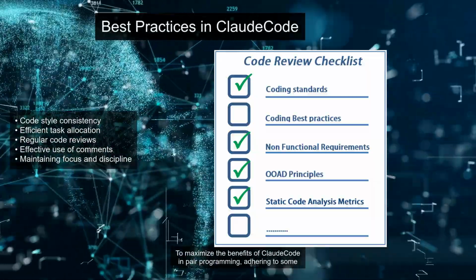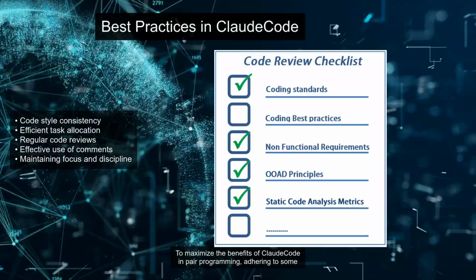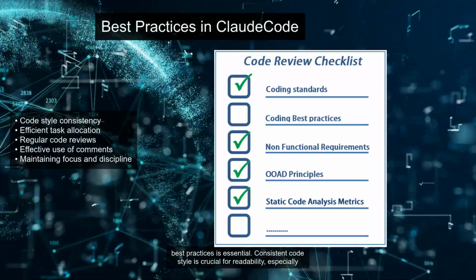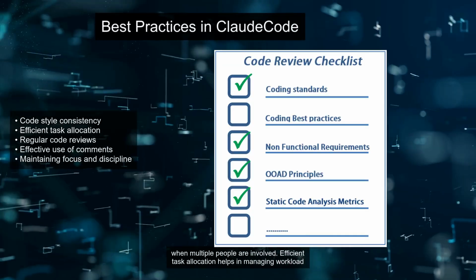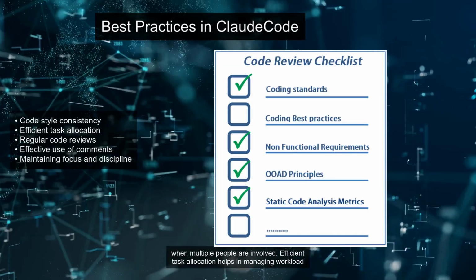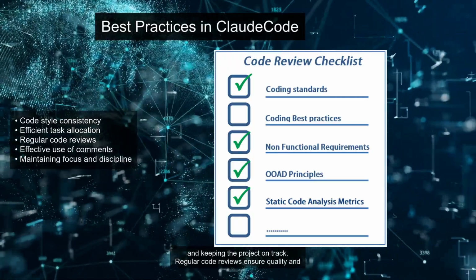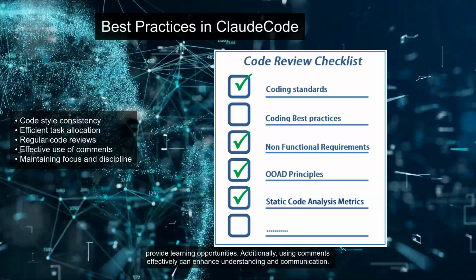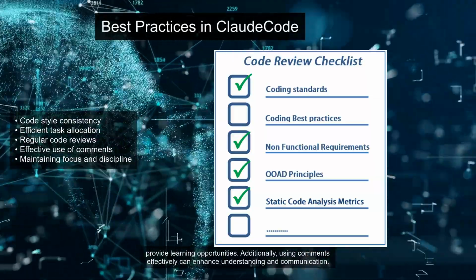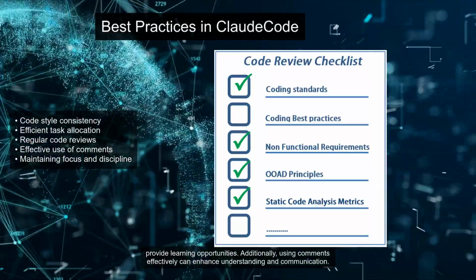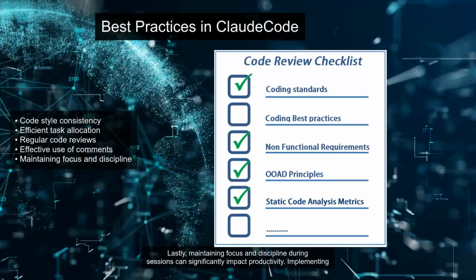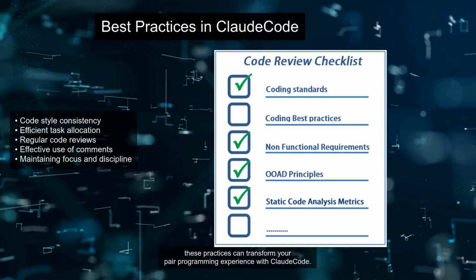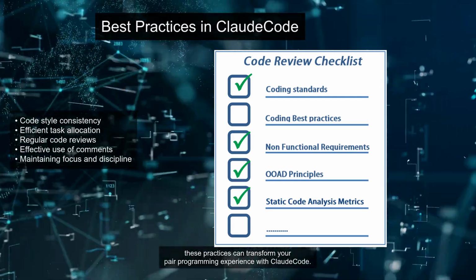To maximize the benefits of ClaudeCode in pair programming, adhering to some best practices is essential. Consistent code style is crucial for readability, especially when multiple people are involved. Efficient task allocation helps in managing workload and keeping the project on track. Regular code reviews ensure quality and provide learning opportunities. Additionally, using comments effectively can enhance understanding and communication. Lastly, maintaining focus and discipline during sessions can significantly impact productivity. Implementing these practices can transform your pair programming experience with ClaudeCode.